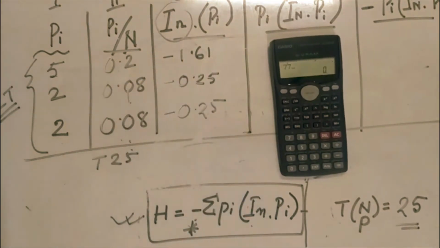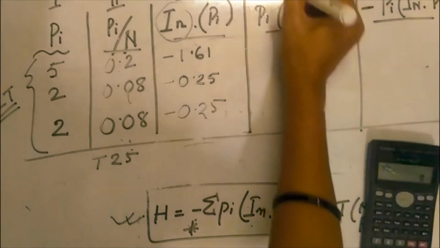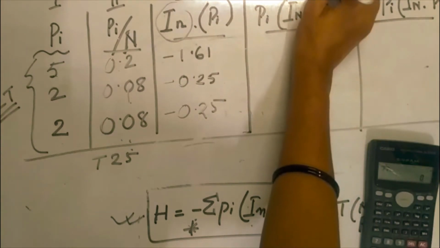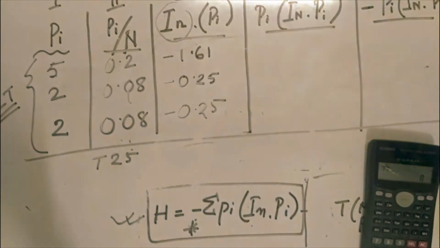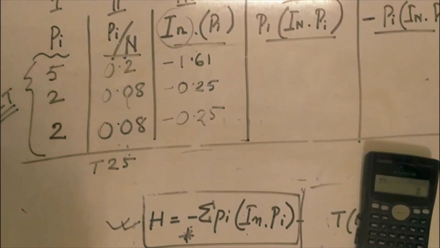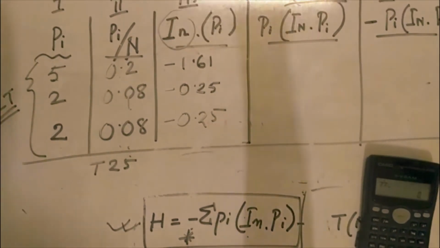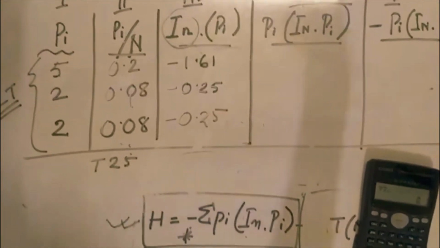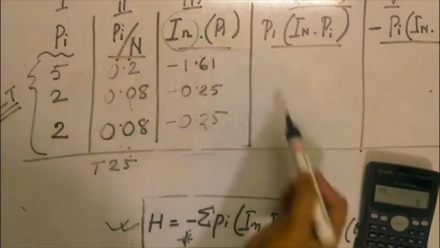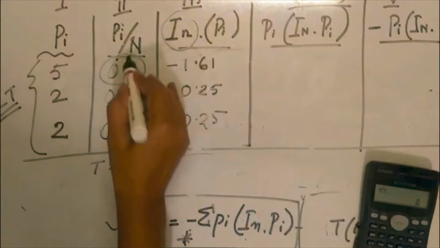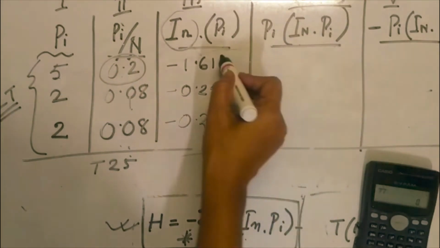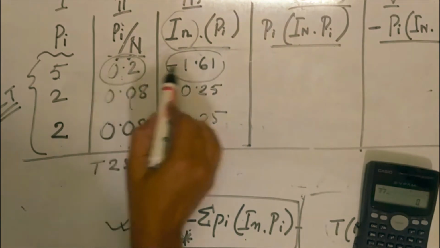After that, you have to go for the fourth column. It is nothing but the multiplication of column number 2 and column number 3. This is Pi, and this is natural log into Pi. You have to multiply this one by this one.